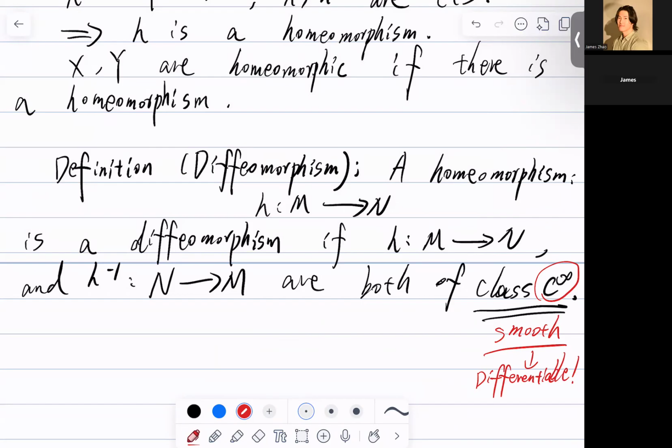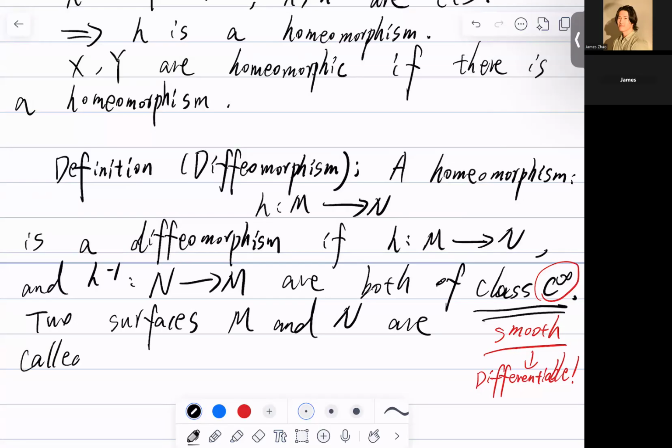So diffeomorphism literally just adds differentiability on the two maps that we just defined, right? It makes sense because it's in the name, right? Diffeomorphism. It is supposed to be differentiable for the two maps. And then, if we have these ingredients, then the two surfaces, M and N, are called diffeomorphic.